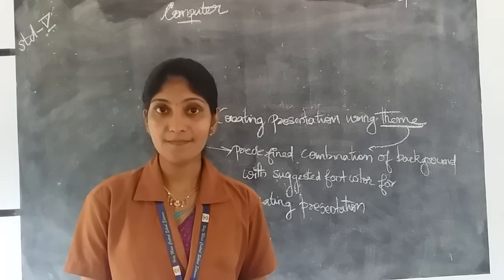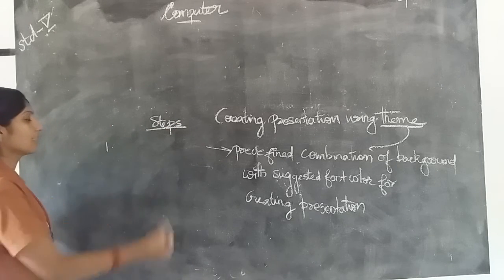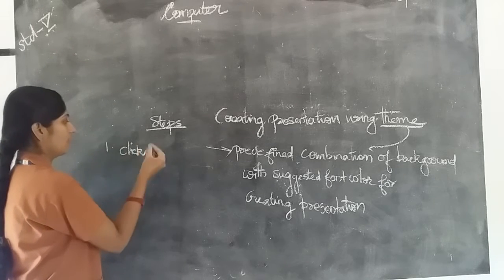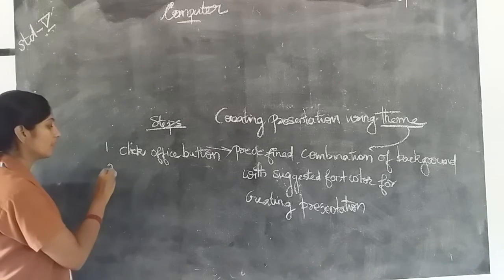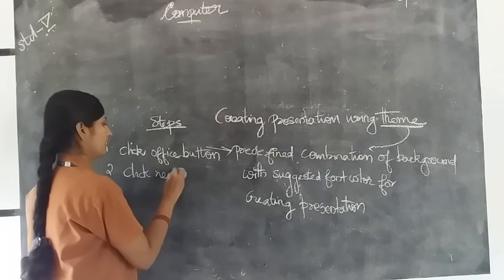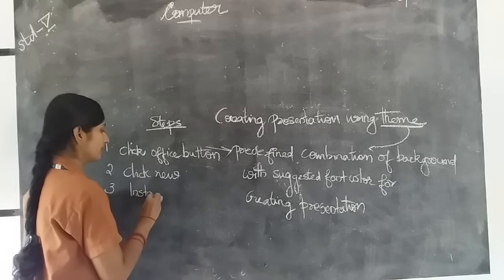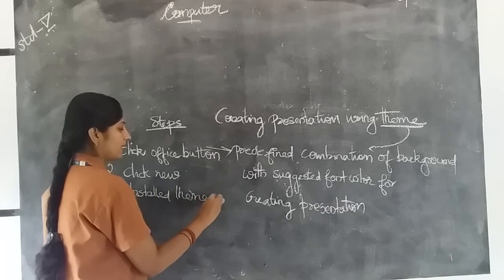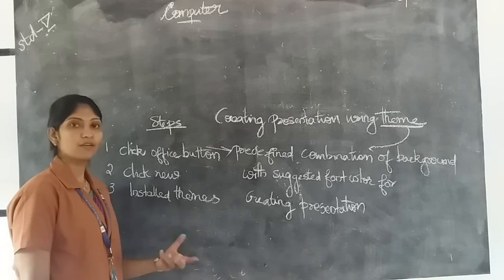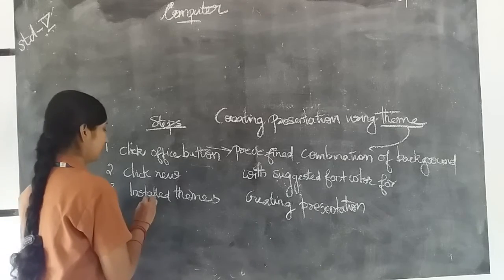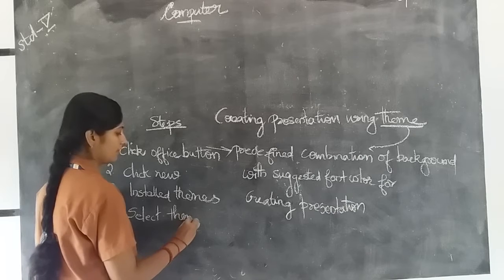So what are the steps? First, click office button. So there are 5 steps for creating presentation. Then second step, click new. When we click new, it contains some options. Then select installed themes. In the installed themes, we can see different types of predefined combinations of background colors with the font color, font type, etc. So third, installed themes, and select your required theme from it.